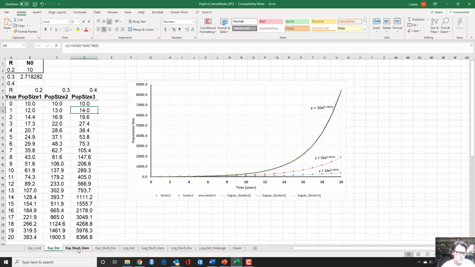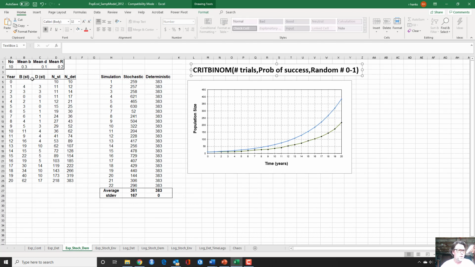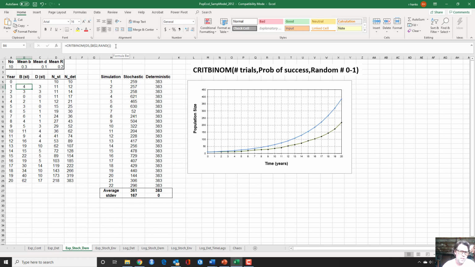All right, so to start with, we're going to start again with a mean population. Our initial population is 10. And in this situation, I want to talk about this stochastic birth rate. You can see that we can use this formula, which is the critical binomial function. In this formula, you have to give the number of trials, the probability of success, and a random number between 0 and 1. For example, in our birth rate, there are 10 trials in the previous time period.